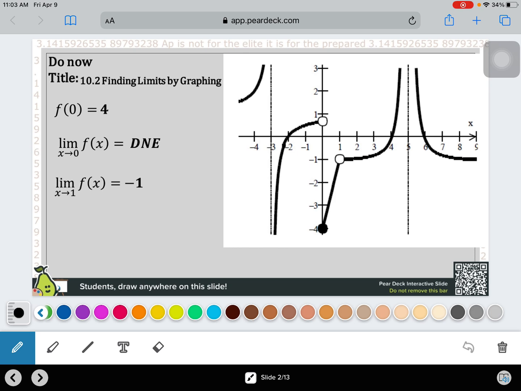I went ahead and gave you guys this answer key from the do now from yesterday, the exit ticket, sorry. And I gave some answers because I saw a lot of us were a bit confused on what the function means, and what the limit means.